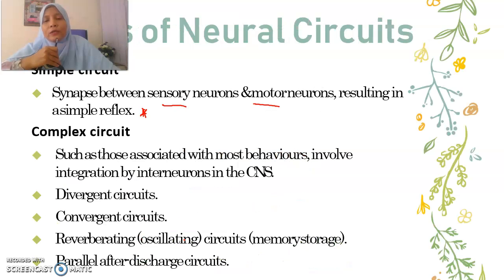Second one, we go to the complex circuit. Our behaviors are associated with complex circuits, which involve integration by the interneurons in the CNS. It can be divided into divergent circuits, convergent circuits, reverberating circuits, and parallel after-discharge circuits.